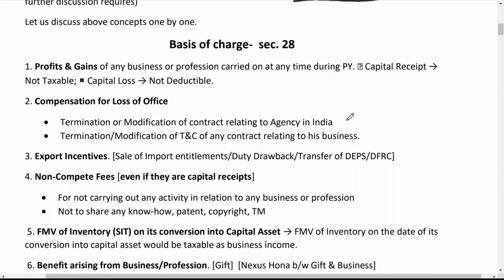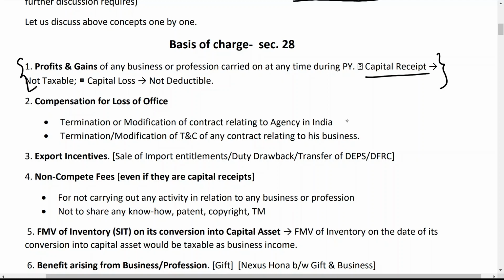Basis of charge, section 28: profits and gains of any business or profession carried on at any time during the previous year. Capital receipt is not taxable, and capital loss is not deductible. So if any profit or gain arises during the previous year, then it is considered your income.